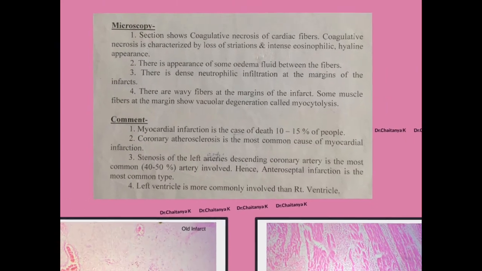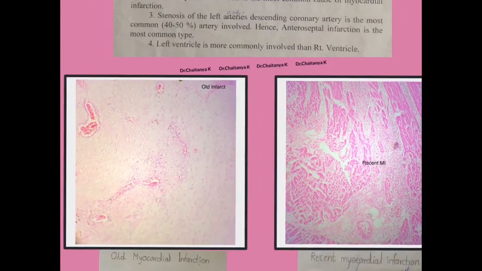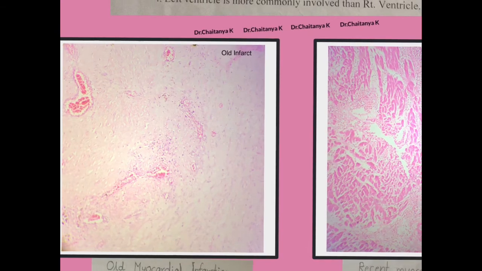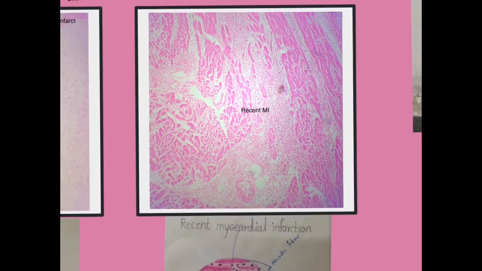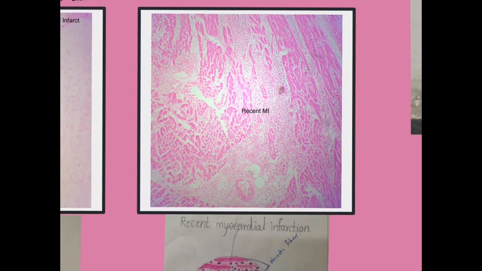You have the same specimen in microscopy. Two slides are there under the microscope. One is for the old infarct and another one is for the recent MI, that is the recent infarct. So how to diagnose this recent and old infarct? It's very simple, the rule of 1-1-1.